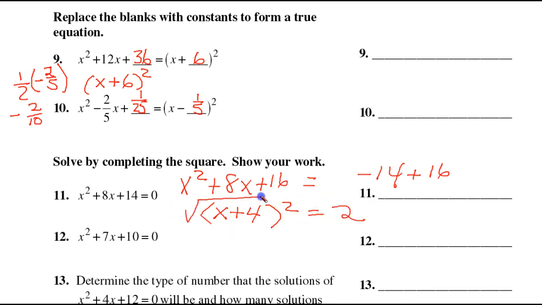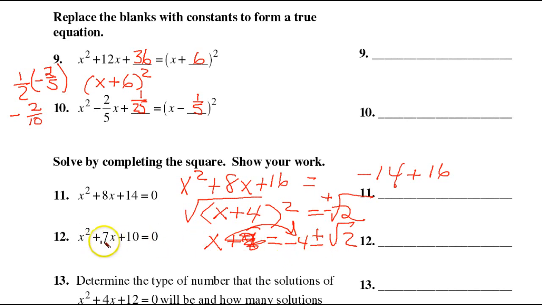We take the square root of this, plus or minus the square root of that. So we get x plus 4 equals plus or minus the square root of 2. Transpose our 4 becomes a negative 4, and our 4 is gone there, and that's our answer.